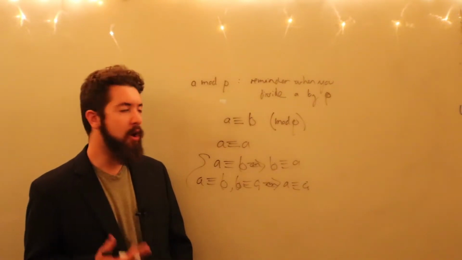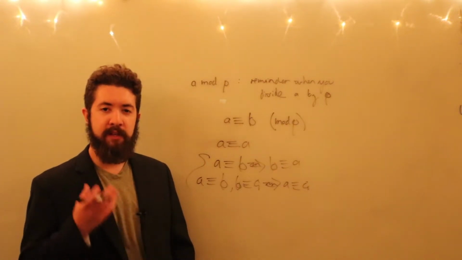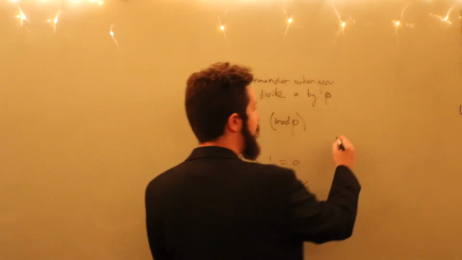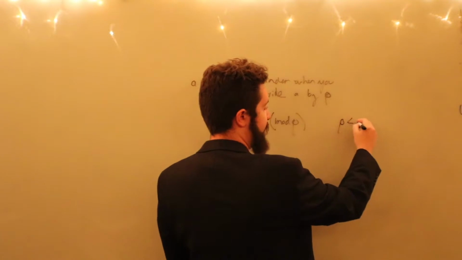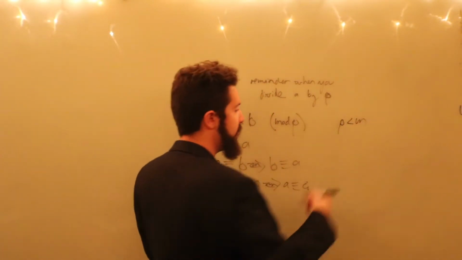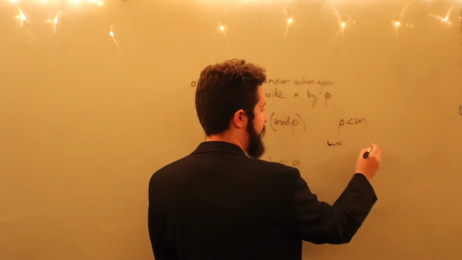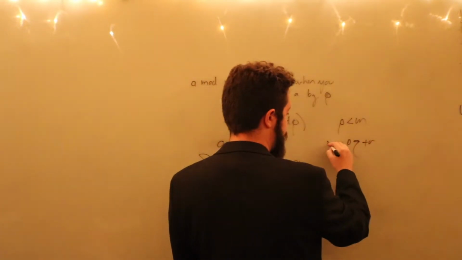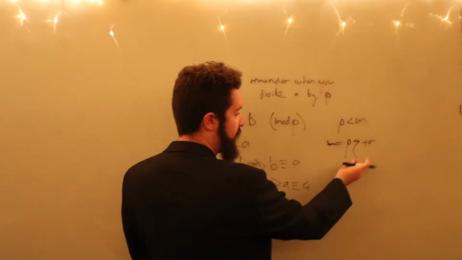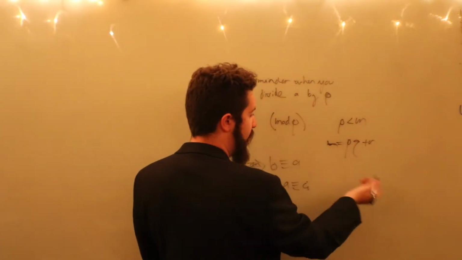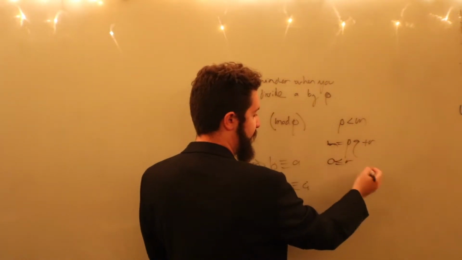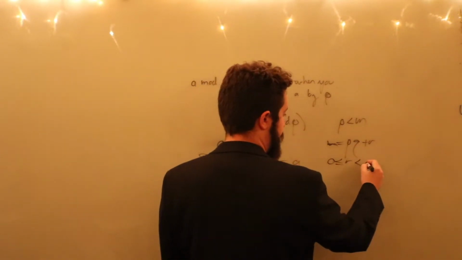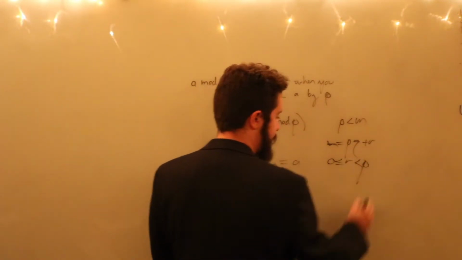And of course, this is all built on the idea of the Euclidean division algorithm, right? So that if p is a number strictly less than m, then you can always write m is equal to p times q plus r, for some integer q and some integer r, such that 0 is less than or equal to r is strictly less than p.